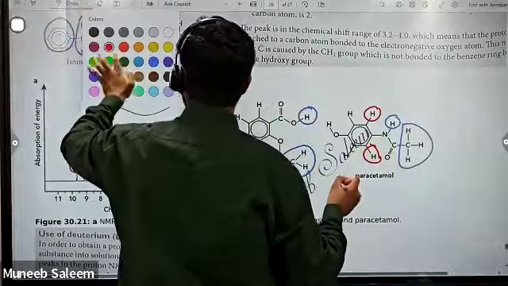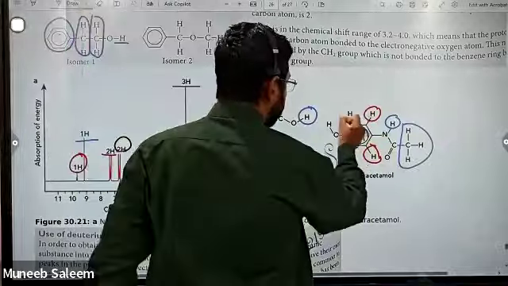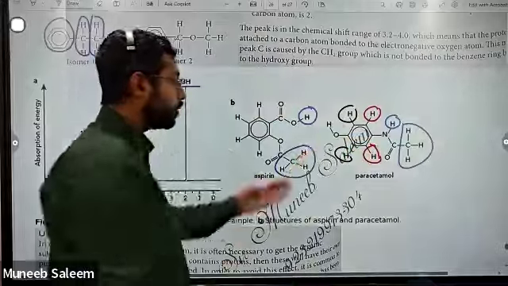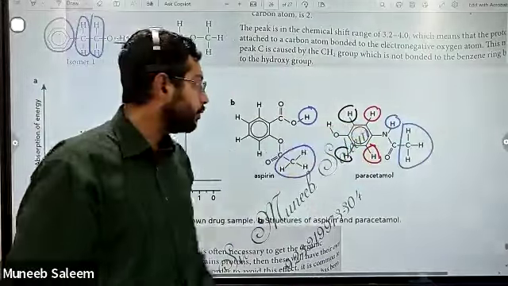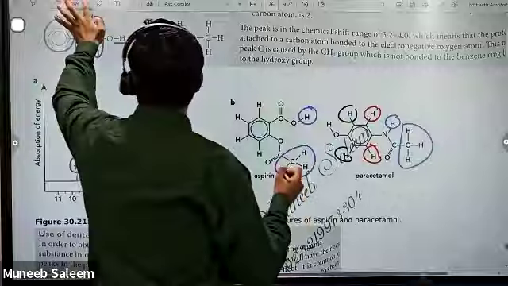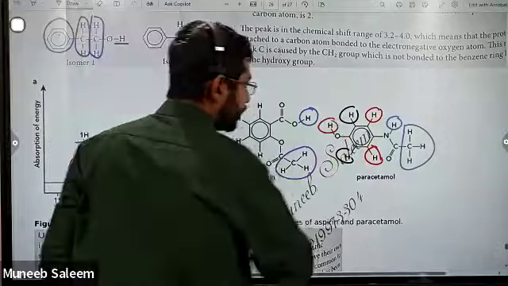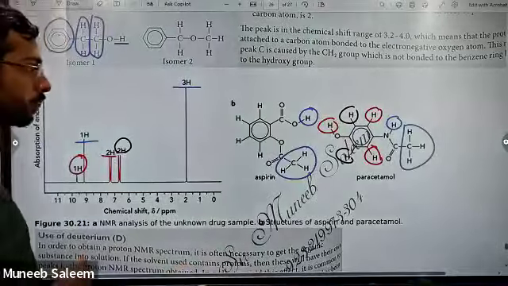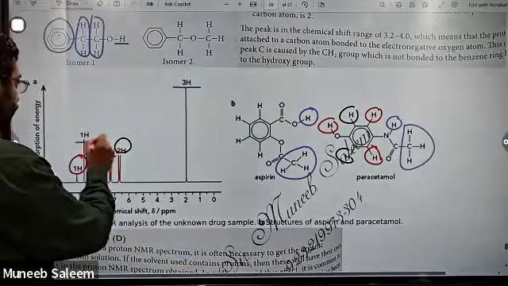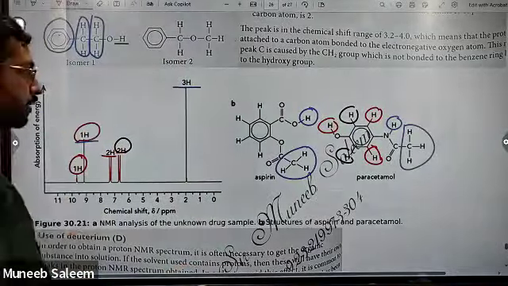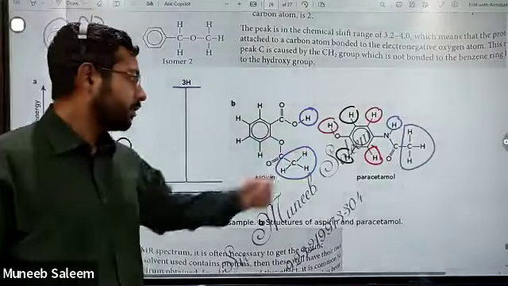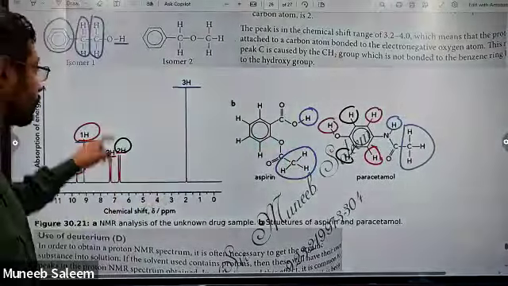And then we have two hydrogen atoms and they are in the same environment because they are present at the same distance from the other groups. And at the last, we have one singlet for this hydrogen. That's how we have now indicated that this compound, paracetamol, belongs to this spectrum.